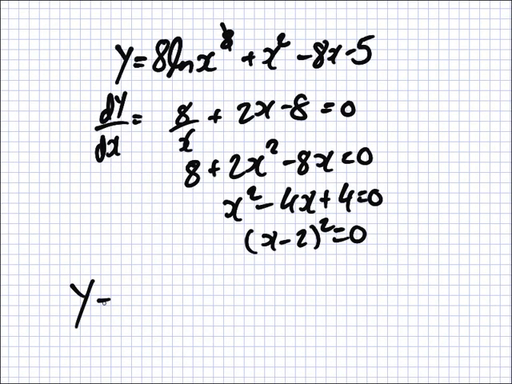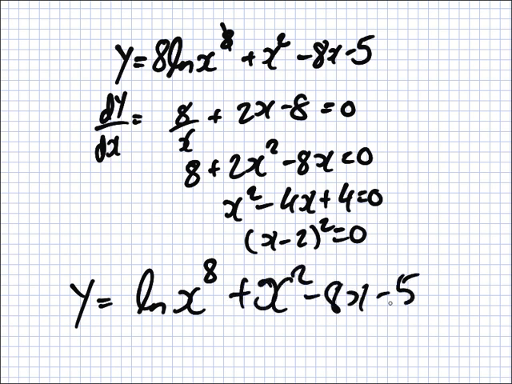So y equals 8 log x plus x squared minus 8x minus 5. It has the stationary point at 2. Now I'll have to sub the 2 in to get the y value. I think it'll be minus 11.5, but maybe someone could check that. If you sub the 2 back into this, you get it. Now we're not finished because we don't know what type of turning point we have.